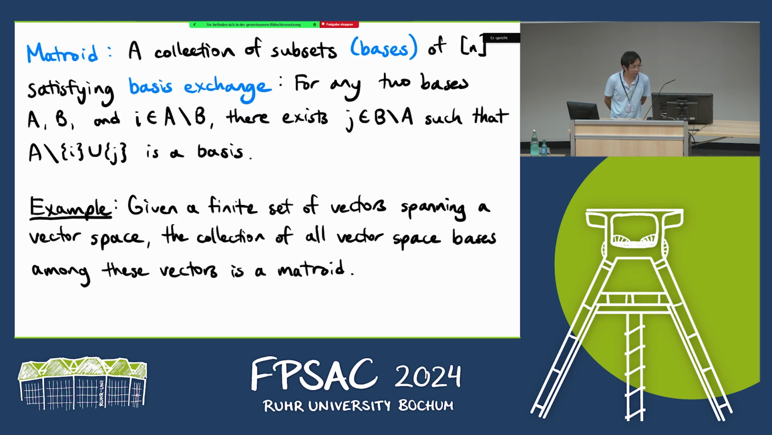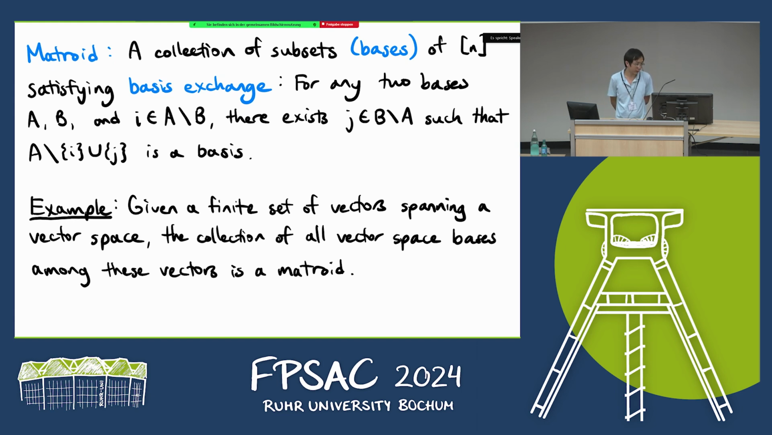Okay. So we've heard about matroids before, so I'll just quickly go over the definition. For the purpose of this talk, a matroid is a collection of subsets, which we call bases, of the integers 1 through n, satisfying a property called basis exchange. This says that for any two bases, A and B, you can choose some element in one of them, and then there always exists some element in the other, such that you can delete one and add the other and get another basis.